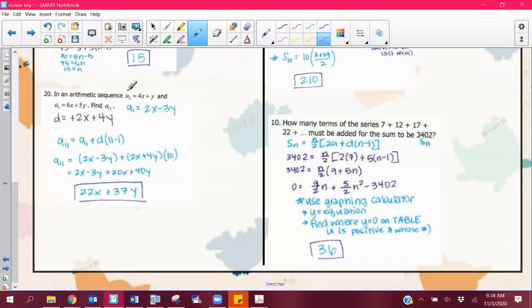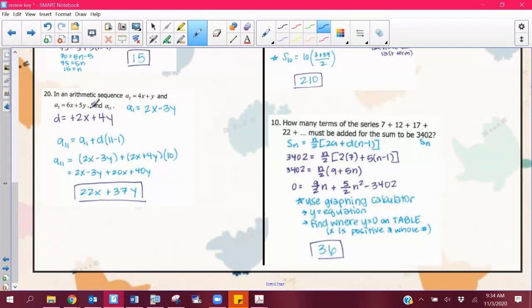They said in this sequence, I told you it's arithmetic, so you already know you can use the arithmetic formula. They gave you the second term and the third term and said find the 11th term. So the biggest thing that you're going to have to do here is figure out what is my common difference. How did I change to get from 2 to 3?